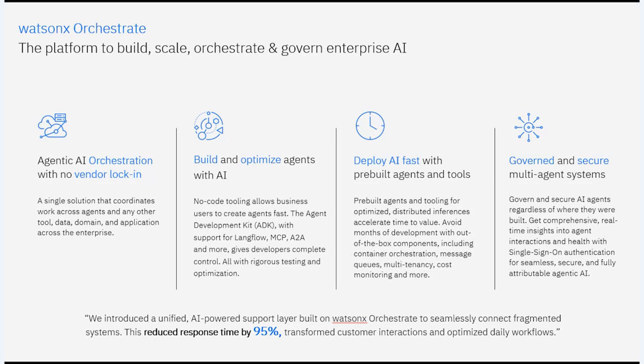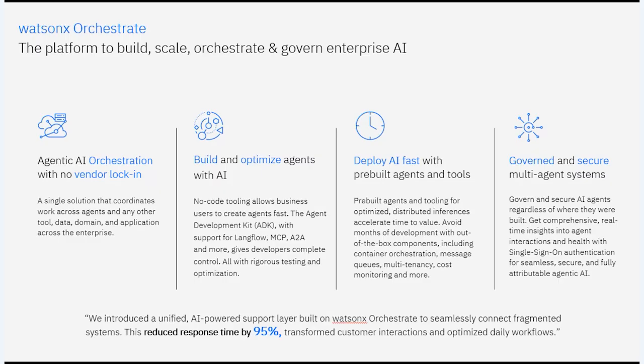Let's start with agentic AI orchestration. This is what differentiates watsonx Orchestrate from traditional automation platforms or isolated co-pilots. Instead of automating a single task or operating within a single system, watsonx Orchestrate serves as a control plane across the enterprise. It connects agents to the right systems, APIs, and data sources, and maintains context throughout the process. This structure eliminates fragmentation and brings coherence to what would otherwise be disconnected AI efforts.